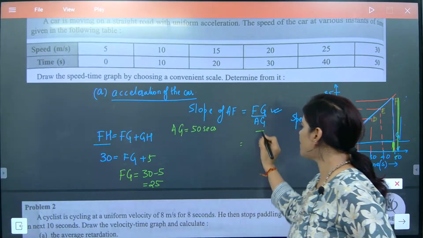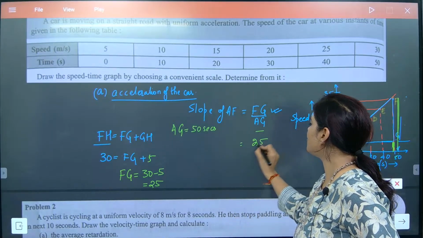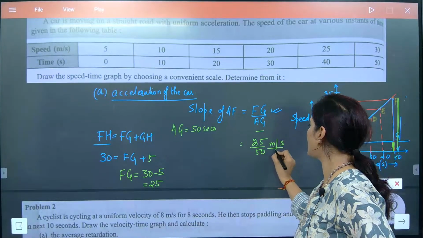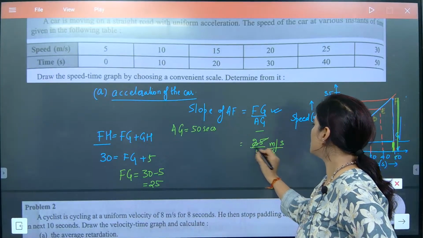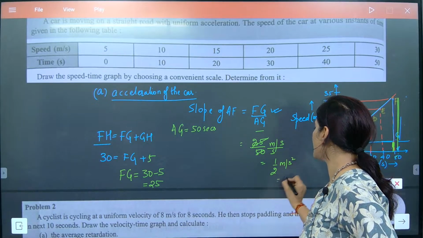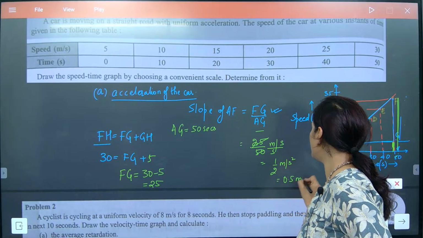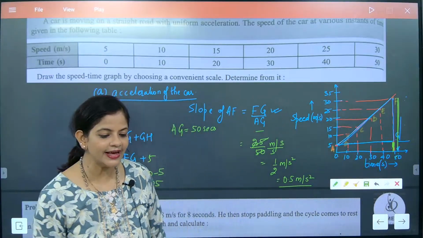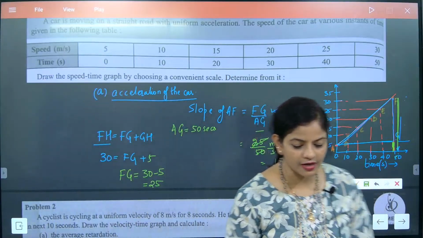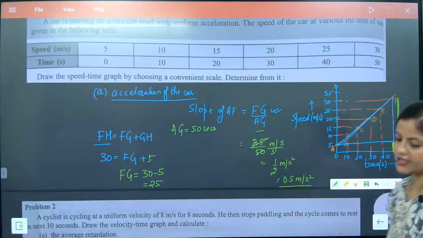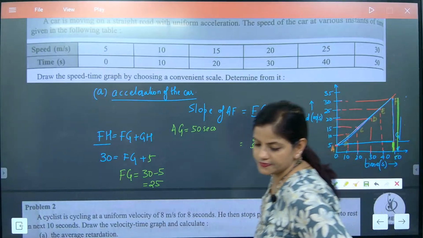Now what is our answer, beta? 25 by 50 meter per second by second. So it is coming as 1 by 2 meter per second square. That is 0.5 meter per second square. Did you get it clearly, beta? Come on, check this one out. It is 0.5 meter per second square.